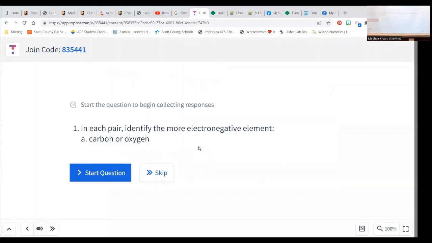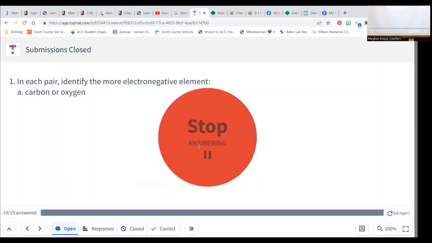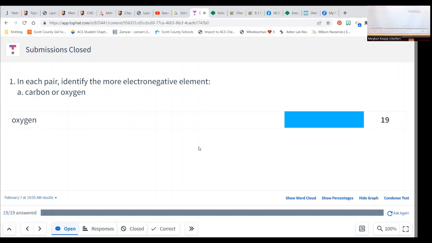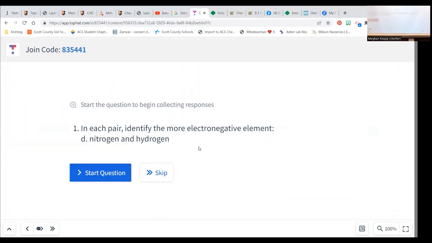Now if we compare carbon and oxygen, and we're going to use those a lot, so you need to be able to find that on the periodic table pretty quickly, that second row with nothing on top of it. Which one is more electronegative? Everybody said oxygen. You guys are awesome.